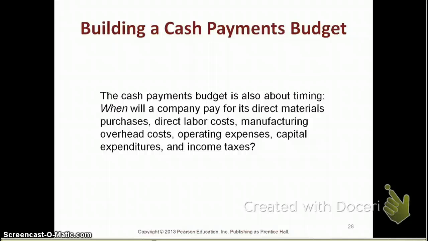A combined cash budget combines cash receipts and cash payments, and sometimes even takes into account if there's any excess money, you would be investing that money, or if there's a shortfall, you would have to borrow funds.